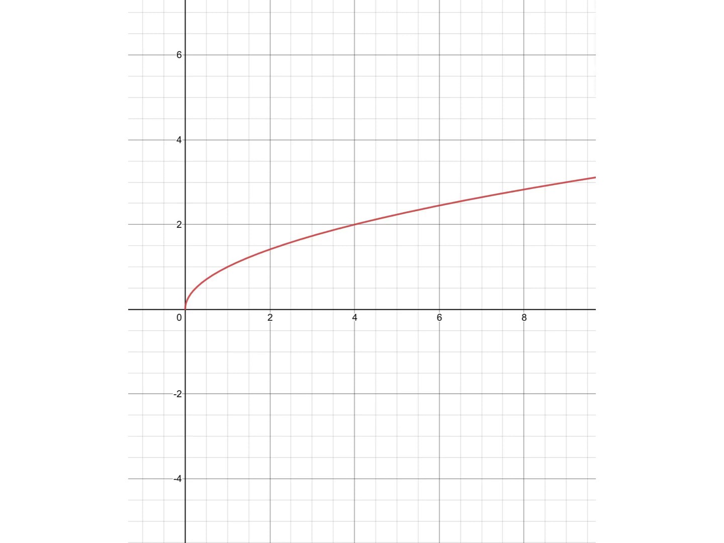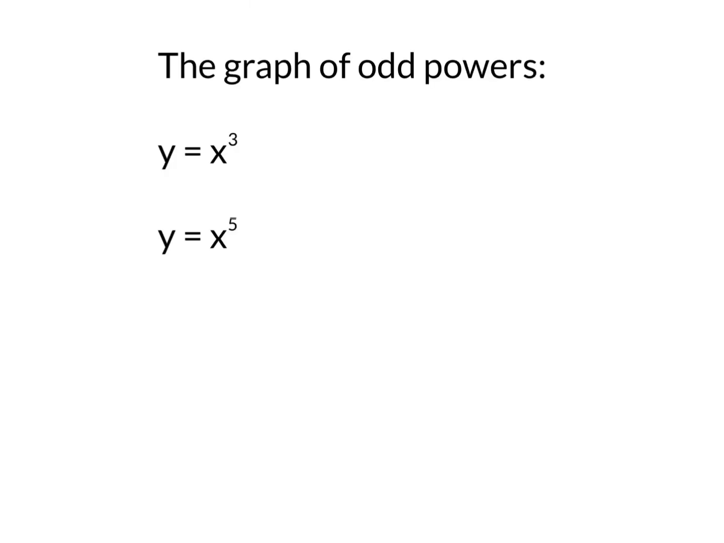So you can see that it's the top half of the sideways parabola with values of 0, 0, and obviously if we go along to 4, the square root of 4 is 2, the square root of 9 is 3, etc. So that's the first one that you need to know.